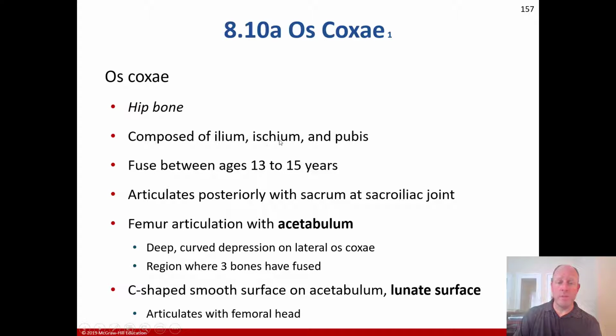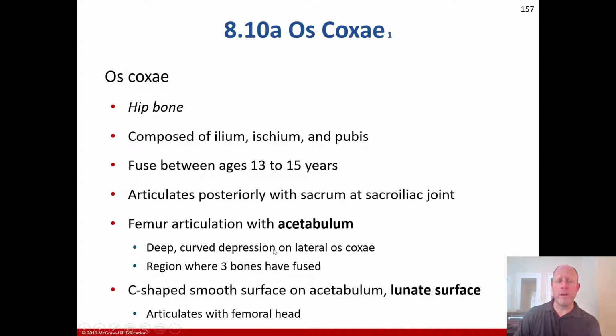It's composed of the ilium, the ischium, and the pubis. These bones fuse between the ages of 13 to 15 years, somewhere in early or potentially late puberty, depending on when a child first enters puberty. It articulates posteriorly with the sacrum at the sacroiliac or SI joint. Femur articulation is at the acetabulum.